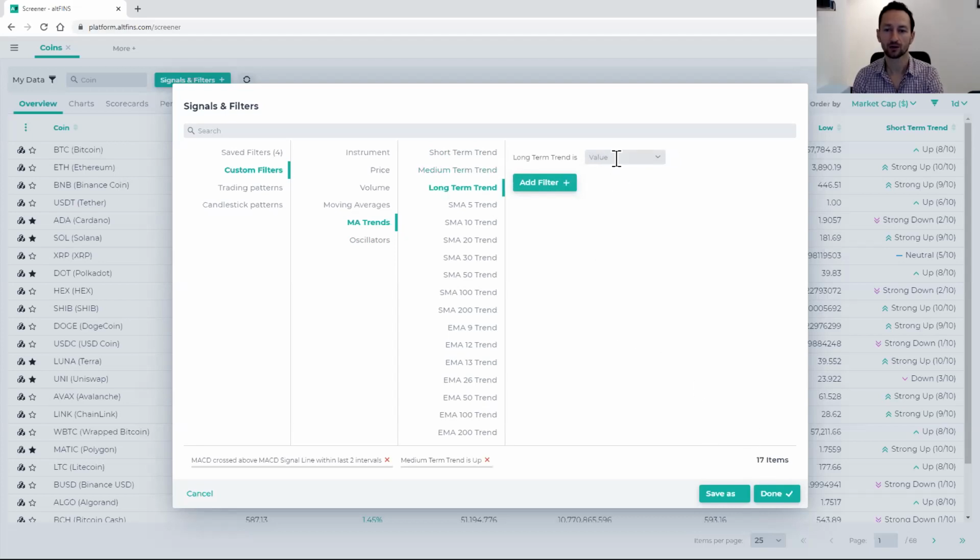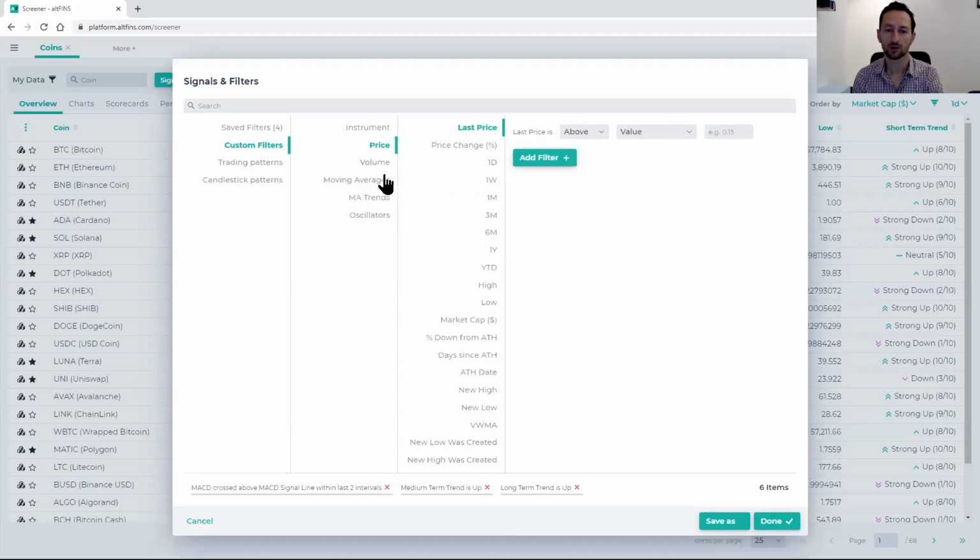And I add the long-term trend as well to be up. Now we're down to 6. And I always want to have some minimum market cap. I'll put it at 5 million. Now we're down to 4.